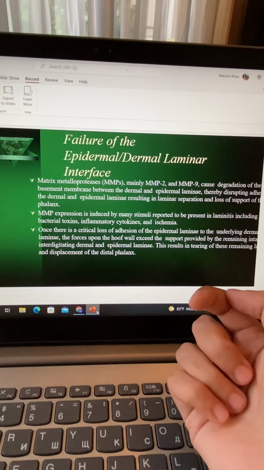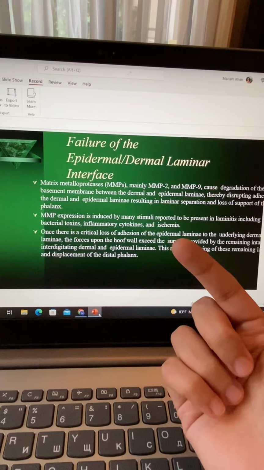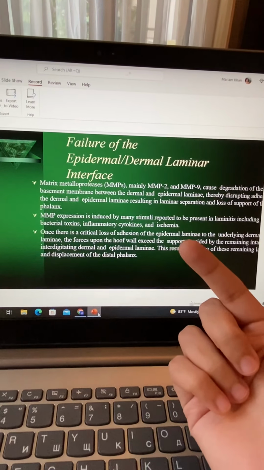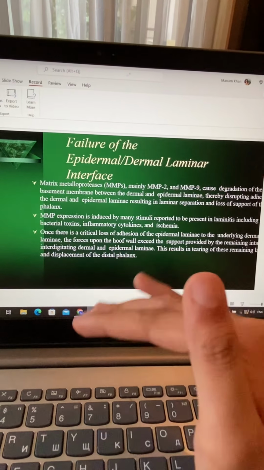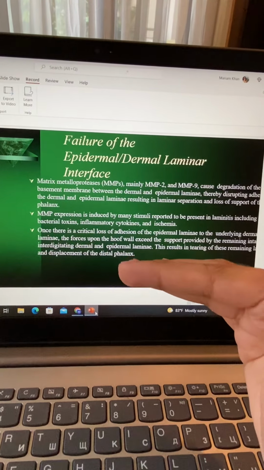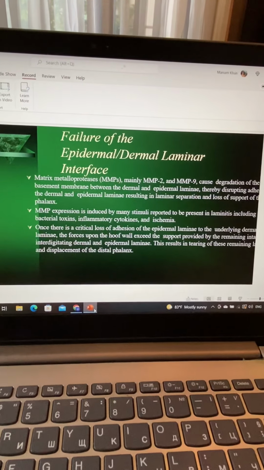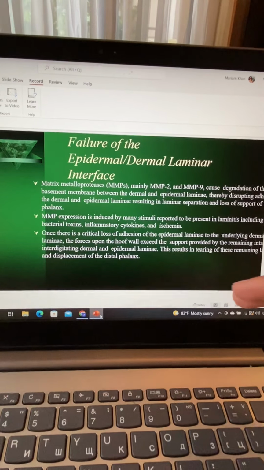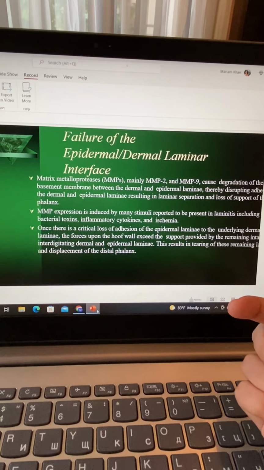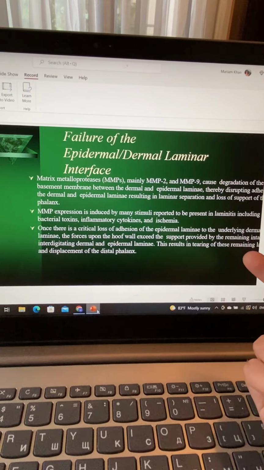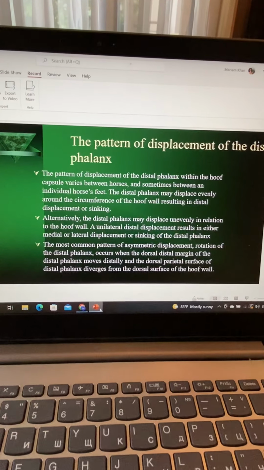And basically once we lose this adhesion of the laminae, the epidermal laminae in particular, to the underlying dermal laminae, so dermal laminae is under epidermal laminae, what happens is the forces on the hoof basically can't be supported anymore, and what this does is tear the remaining laminae and displace the distal phalanx.